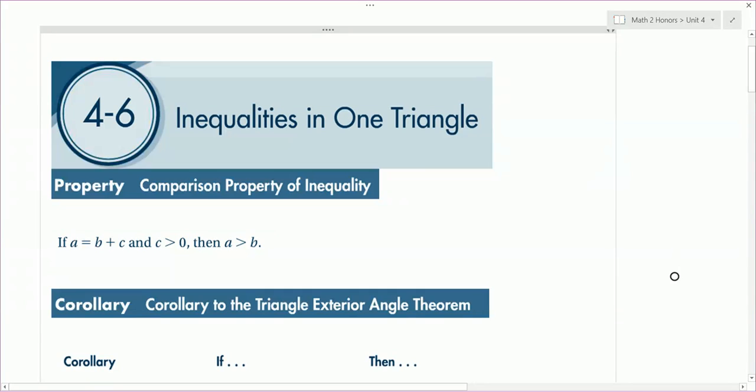Okay, these are the notes for section 4.6 in our book on inequalities in one triangle.